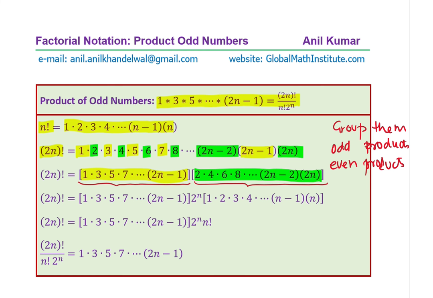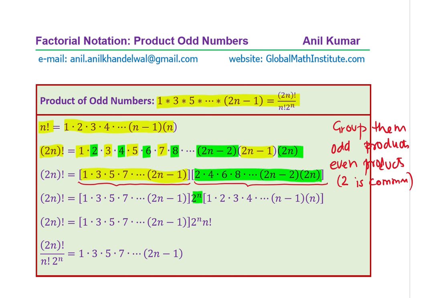Okay, now look at the even group. In the even group, 2 is common, right? 2 is a common factor. So in all the even numbers, 2, 4, 6, 8, and so on, 2 is a common factor. You can factor out 2 from each. So 2 from here, 2 from there, from each you can factor out 2. So what you get here is 2 to the power of n factored out, correct?